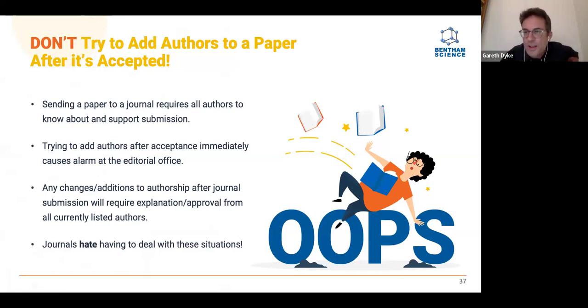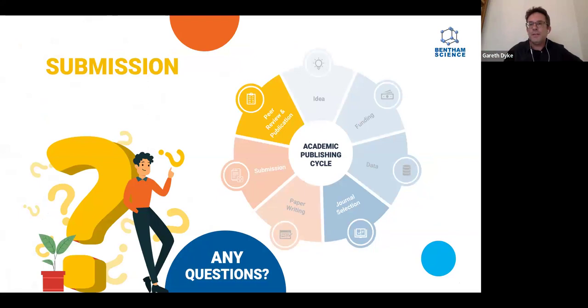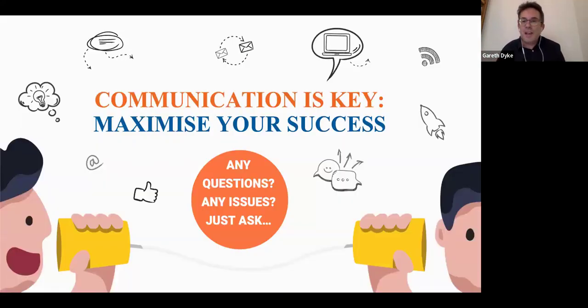And as I've mentioned already, because of issues in ghost authorship, paid for authorship on papers, journals hate to have to deal with these situations. And so that's the third part of our training today. We've talked a little bit about journal selection. We've talked a little bit about article submission. And now we've talked about peer review and publication. Don't forget, communication is key. This is how you'll maximize your success as a writing and publishing academic.